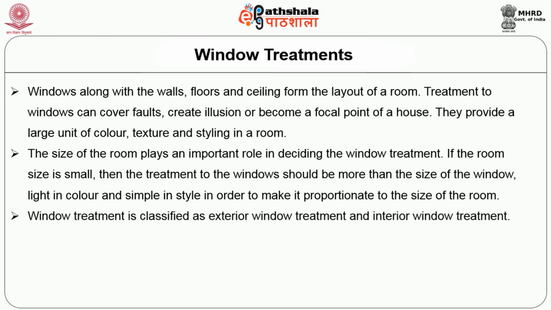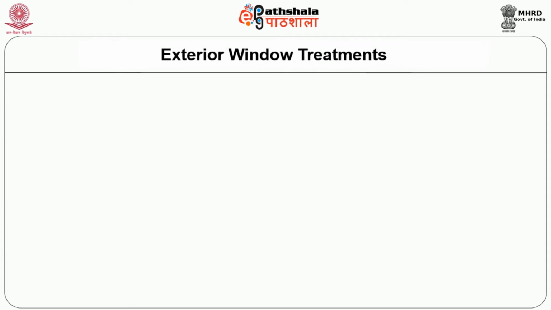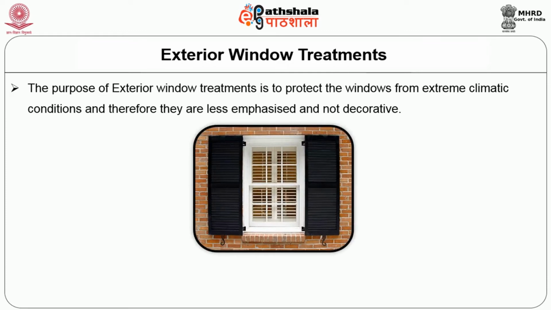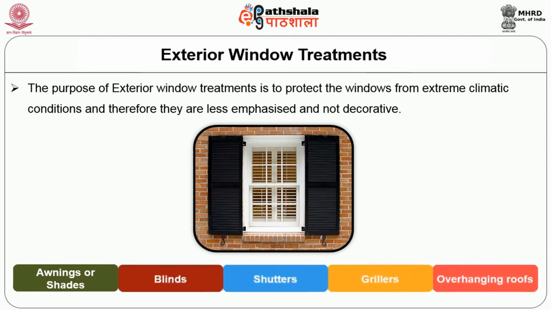Window treatment is classified as exterior window treatment and interior window treatment. Now let us see the various exterior window treatments. The purpose of the exterior window treatment is to protect the windows from extreme climatic conditions, and therefore they are less emphasized and not decorative. Some of the exterior window treatments are awnings or shades, blinds, shutters, grillers, and overhanging roofs.